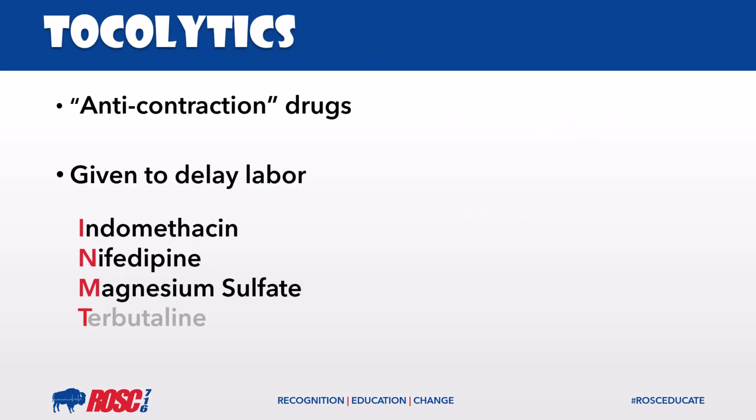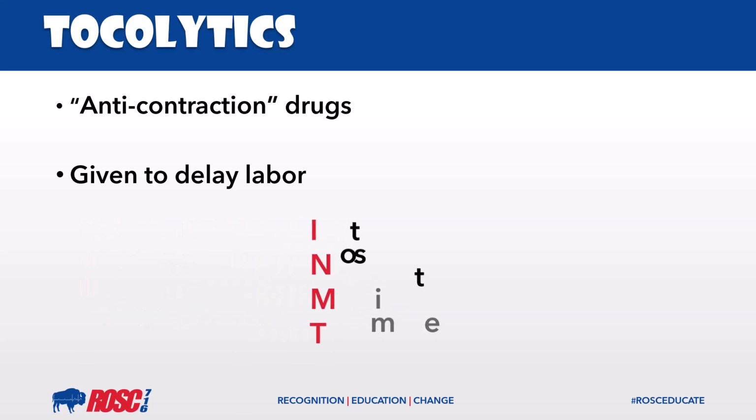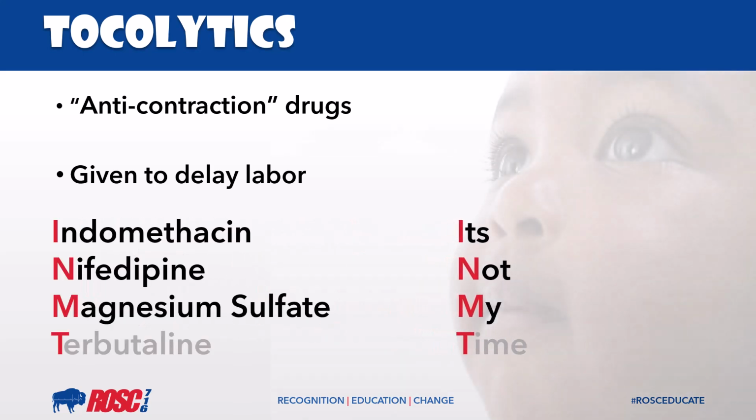Next, let's talk about tocolytics. The way I think about tocolytics is as anti-contraction drugs, so they're given to delay labor. The medications you have to deal with in the US would be indomethacin, nifedipine, magnesium sulfate, and terbutaline. This can be remembered with the mnemonic, "It's not my time." Terbutaline is used to a lesser extent in the US as a tocolytic medication.